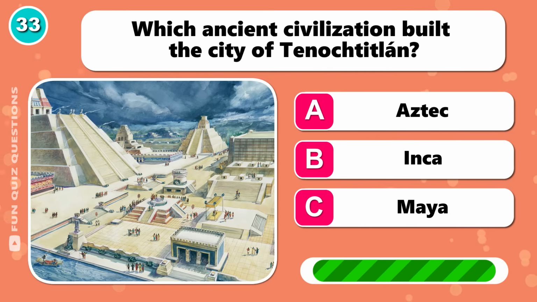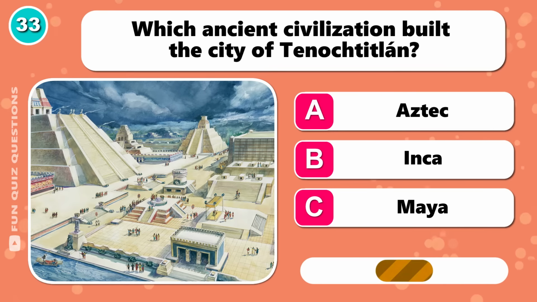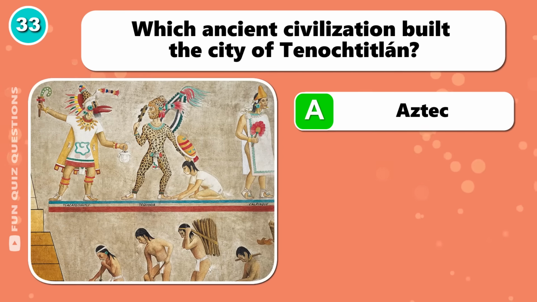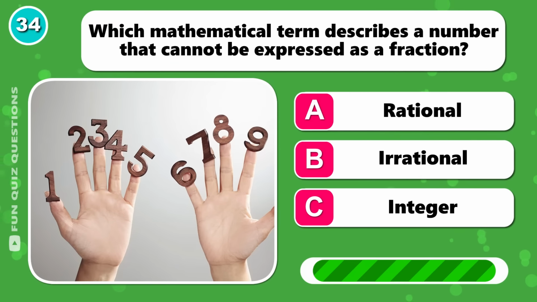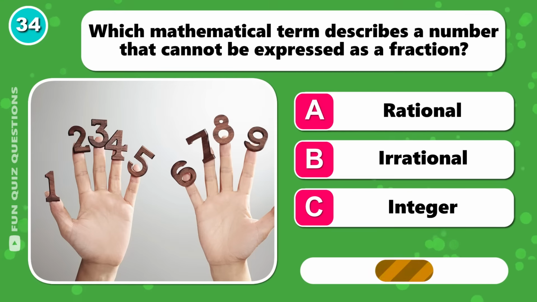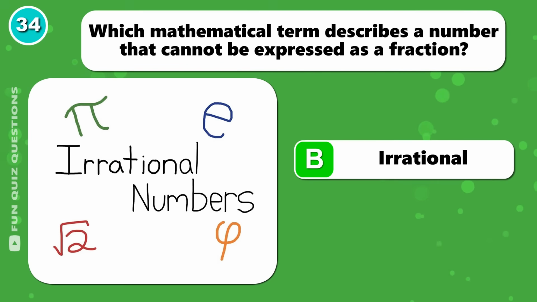Which ancient civilization built the city of Tenochtitlan? Yeah, A, the Aztec. Which mathematical term describes a number that cannot be expressed as a fraction? That's it, yeah, B, irrational.